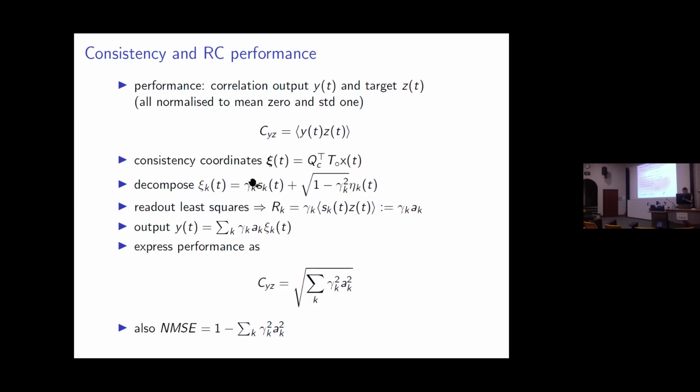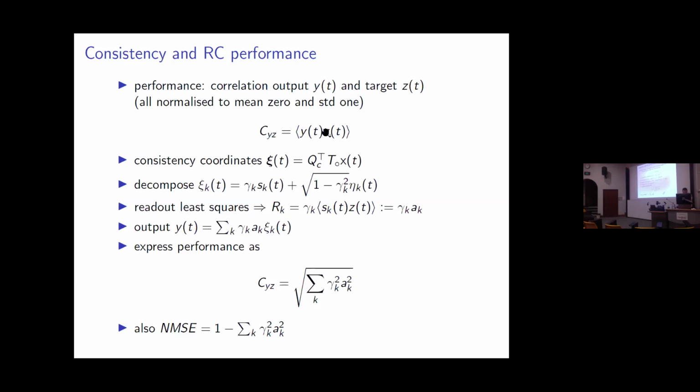So you can always split the response into something that is a functional response and something that is noise-like. And rewriting it like this, the least squares result of the readout vector in these coordinates looks like this. So we can write it as this consistency coefficient times some correlation coefficient between the coordinate and the target. And the output also writes then as this product times the actual component.